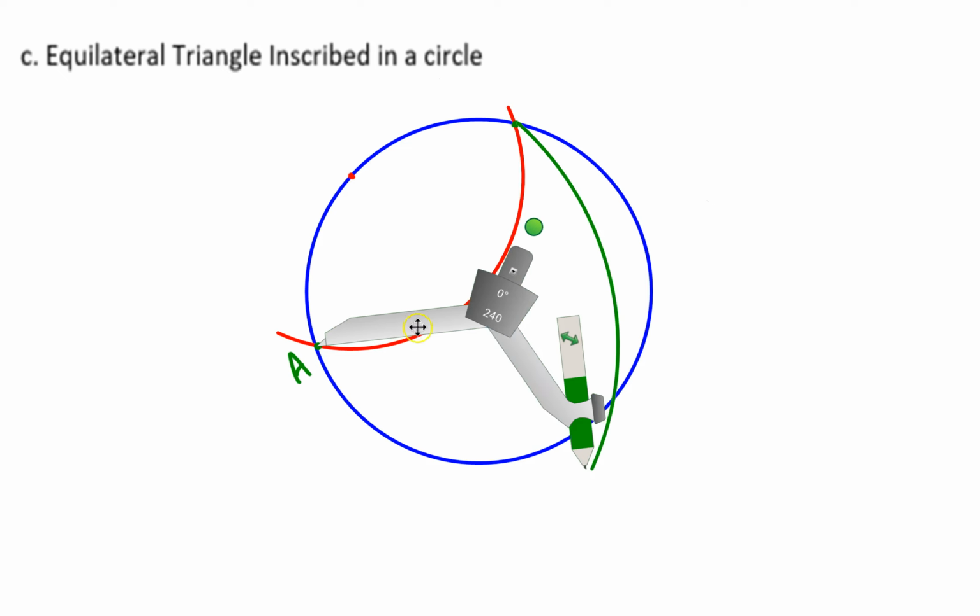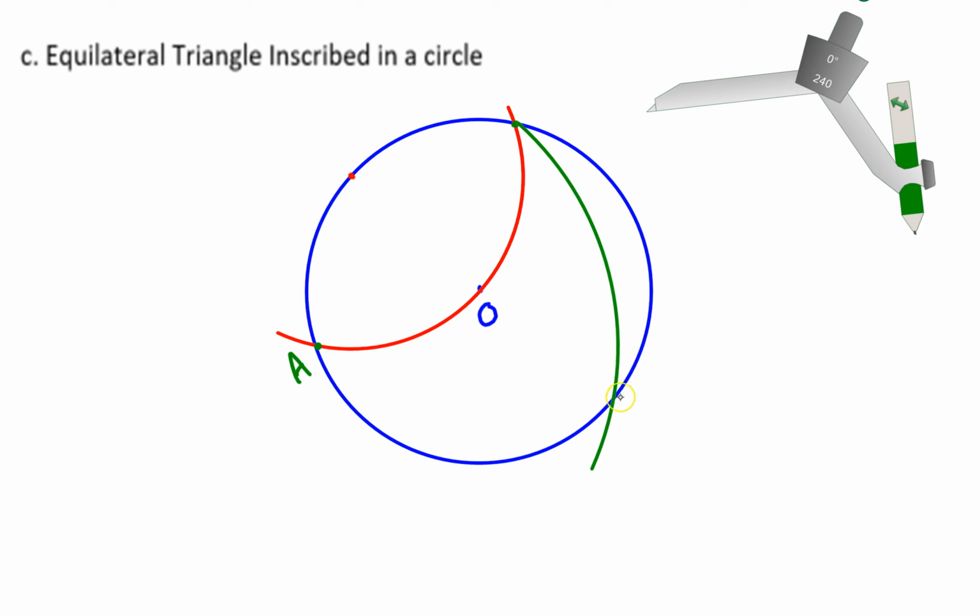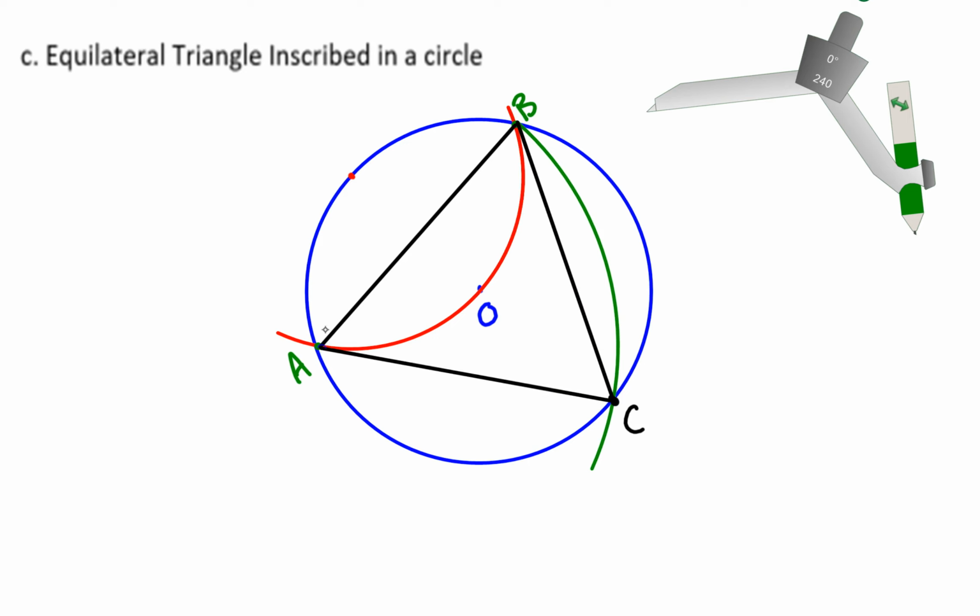Now we're going to take a look at this point of intersection right here. That point we'll call C. This point I meant to mark as B. And so now what we need to do is make our triangle. We have three points on the circle. We're just going to connect them. We're going to connect A to B, and B to C, and A to C.